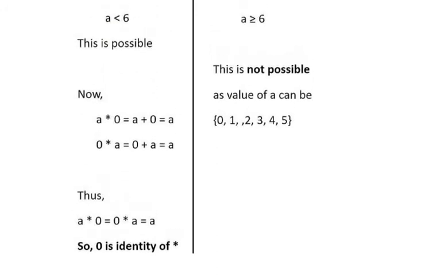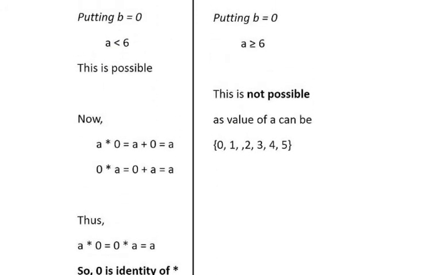But instead of B, actually we want to find the identity element. So we are taking B equals 0. So A star 0 will be A plus B, but B is 0, so the answer will be A. Similarly, 0 star A equals 0 plus A equals A. Therefore, we can say that 0 is the identity of star.